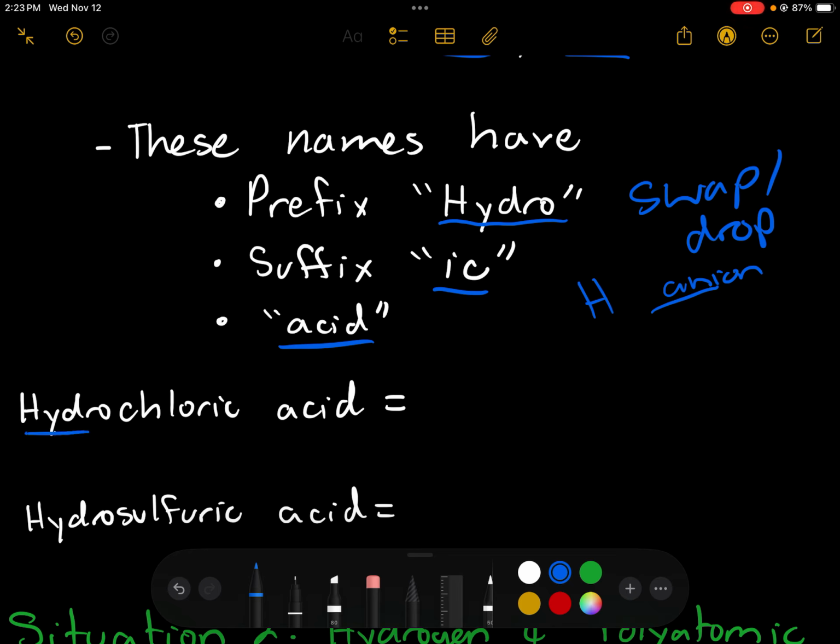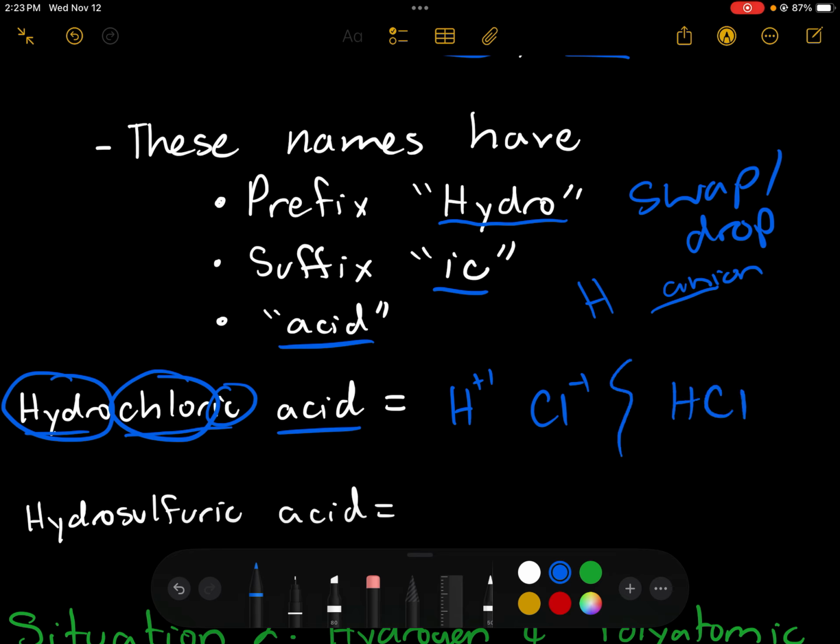For hydrochloric acid, I'm seeing the prefix hydro, the suffix ic, and the word acid. My other thing other than hydrogen is going to be chlorine. So I'm going to take H, and I'm going to take Cl. Hydrogen is a +1, chlorine is a -1 according to our periodic table grouping. So when I do that swap and drop, my final formula is HCl. And please recall that we do not have to write those little ones down there. It is more correct to just write it like this.